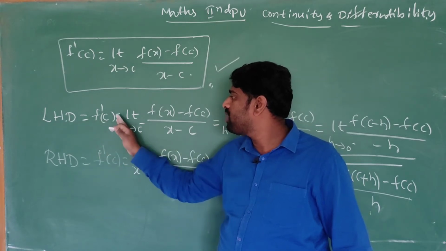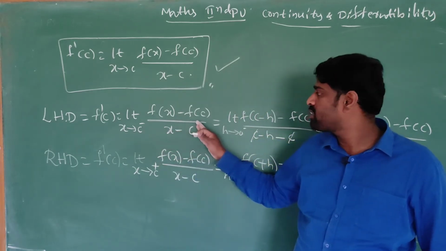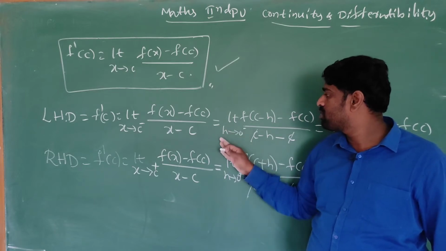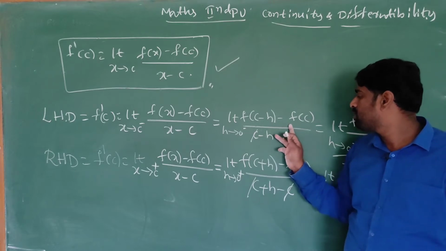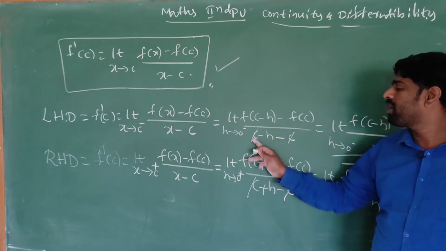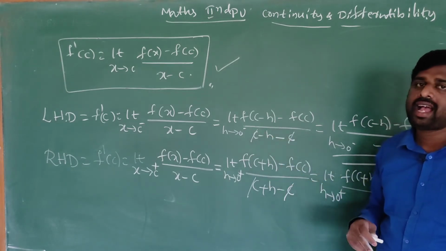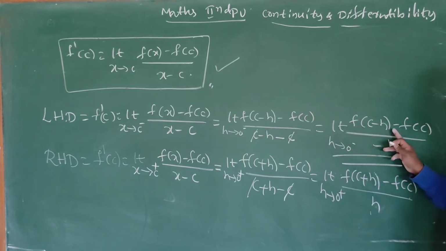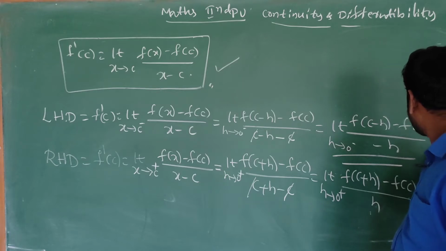LHD means f dash of c equals limit x tends to c minus of f of x minus f of c divided by x minus c, equals limit h tends to 0 minus of f of c minus h minus f of c divided by, x value is c minus h, minus c. C cancel. Limit h tends to 0 minus of f of c minus h minus f of c divided by minus h. This is called left hand derivative.